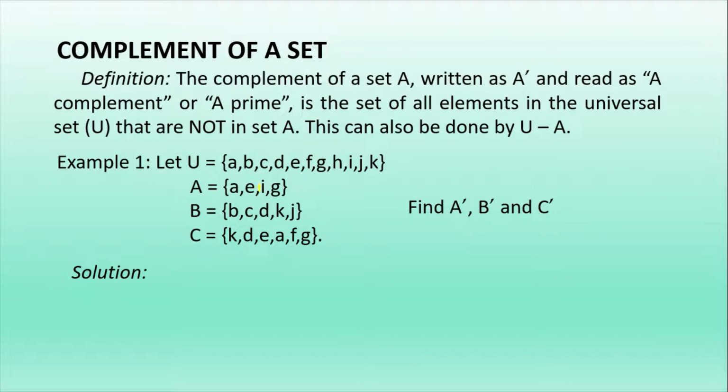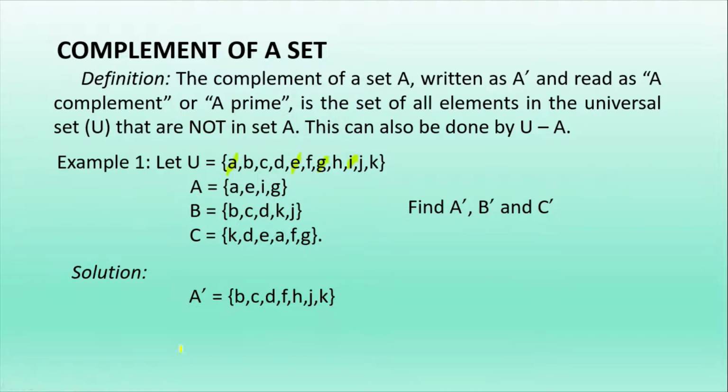So ano nga ba yung wala doon sa A na meron doon sa universal natin? Okay, burahin lang din natin. U minus A tayo. The point of reference is universal. So burahin lang natin. So meron tayong A, meron tayong E, meron din tayong I, meron din tayong G. So what elements are left in universal set? We have B, C, D, F, H, J, K. So A complement then is those elements: B, C, D, F, H, J, K.